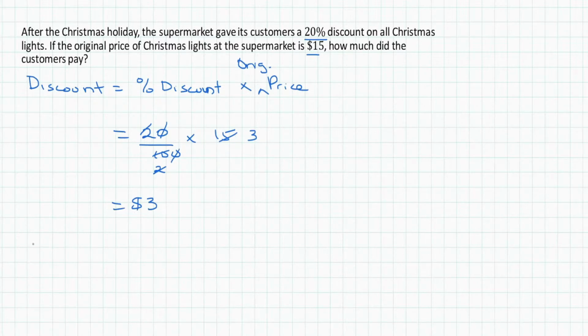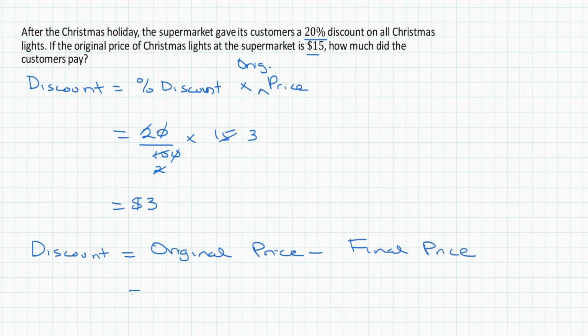So what is the final price? So remember that discount is going to be original price minus final price.